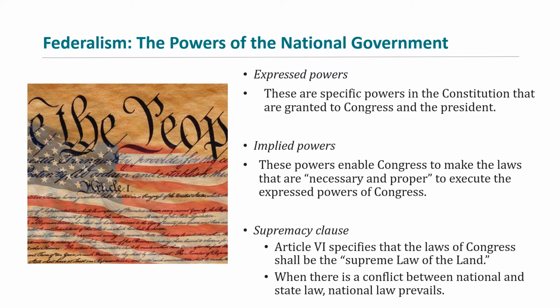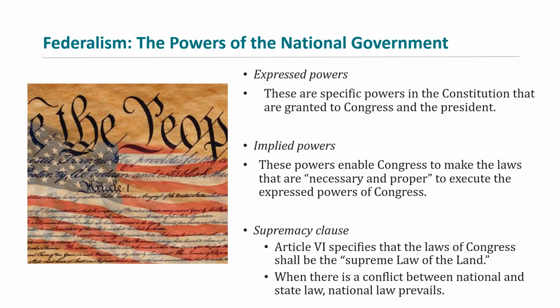Implied powers also give a lot of important power to the Congress. These are also found in Article 1, Section 8, and these enable Congress to make all laws which shall be necessary and proper for carrying into execution the foregoing powers. This is also known as the Necessary and Proper Clause, and has been used to expand the scope of congressional authority. And remember, the federal government also has one other advantage.